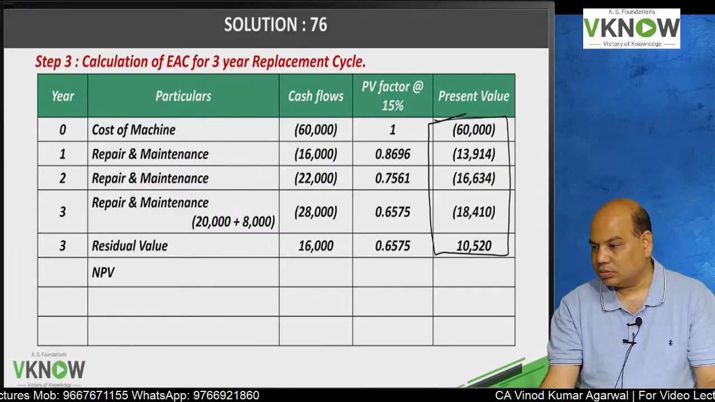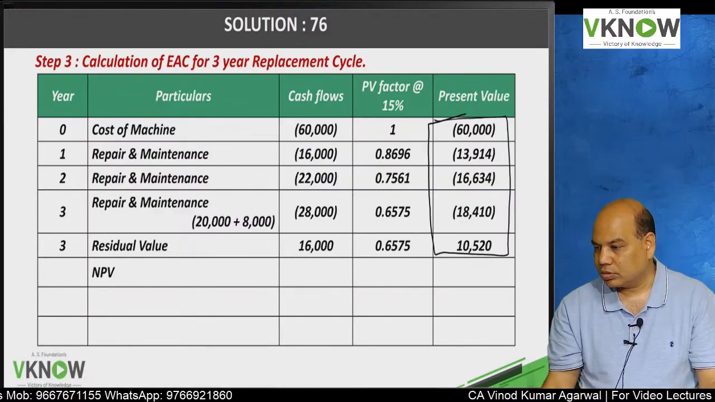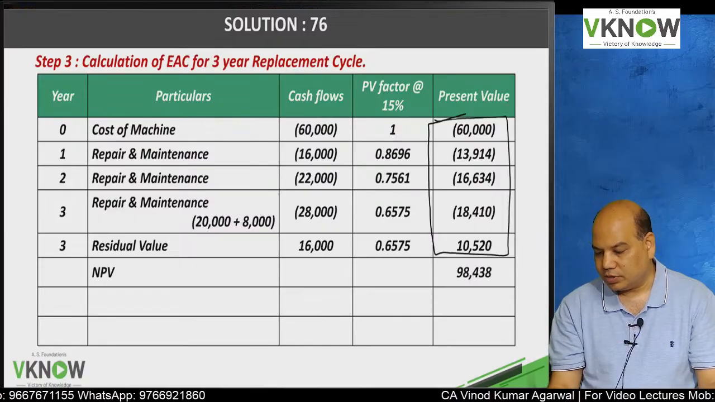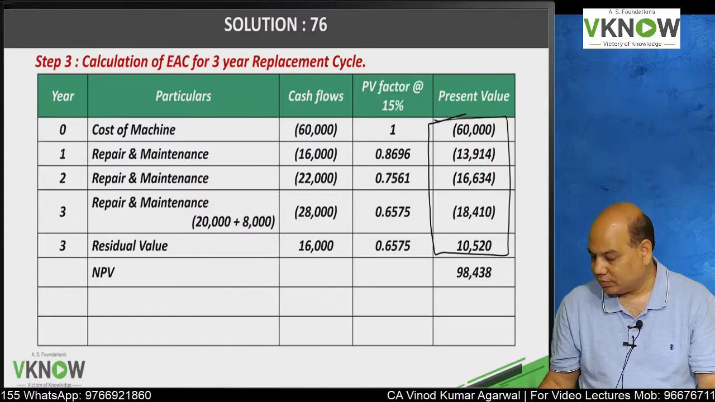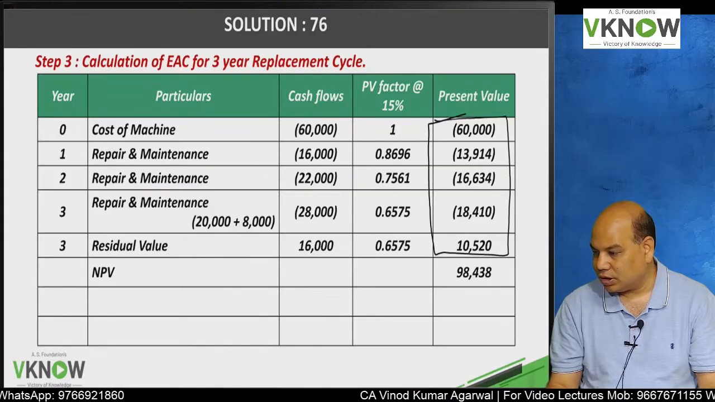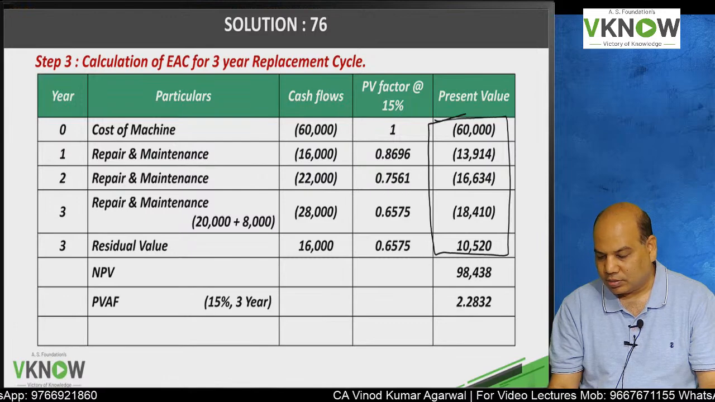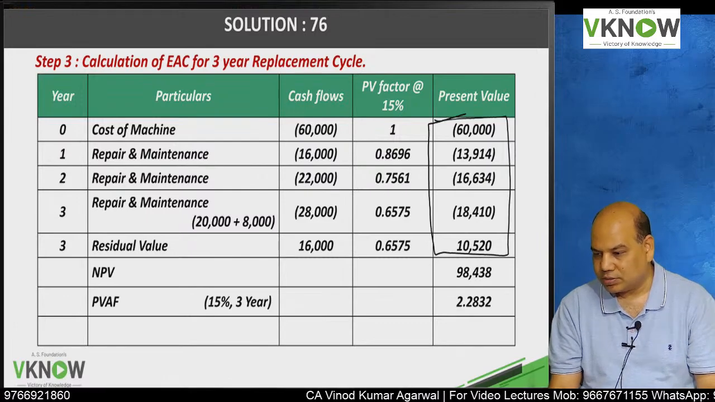What is the total of NPV? Very good, you got it right. 98438. And now tell me the annuity factor for 3 years.